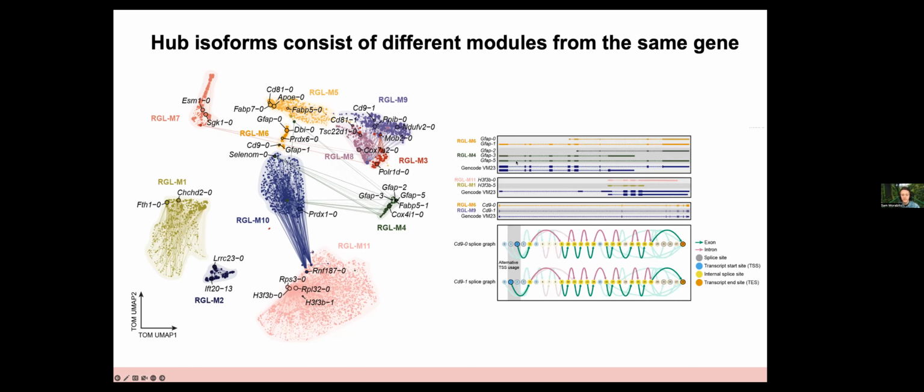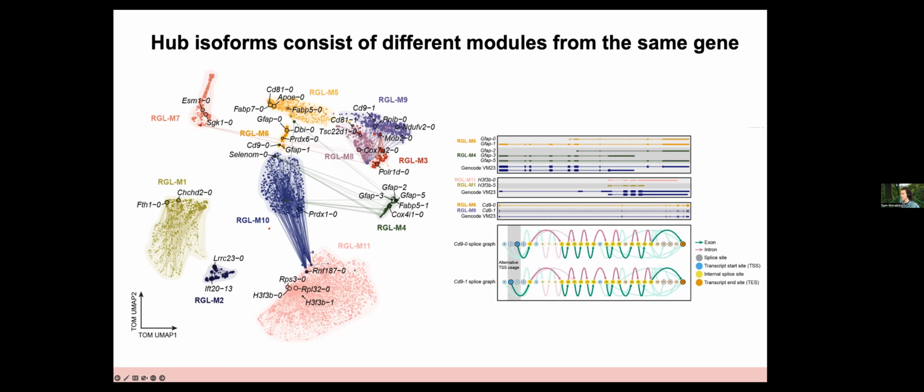Okay, so this is just a part where I wanted to look at what the isoforms look like. These two that are in M6, you can see they're actually very different isoforms in terms of which exons are included. And then you might think of GFAP 3 and 5. They have some shared features here, but ultimately they're in different modules. Same story for H3F3B 0 and 5, which are in modules M11 and M1.